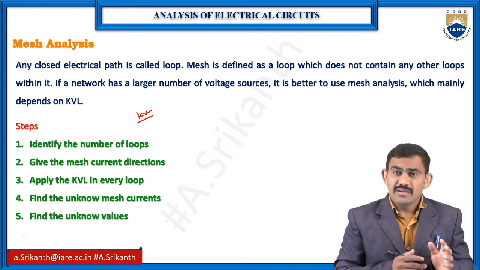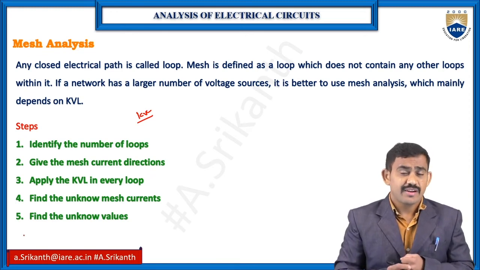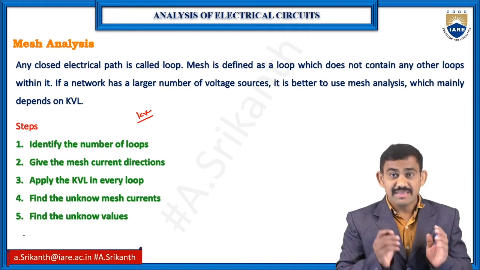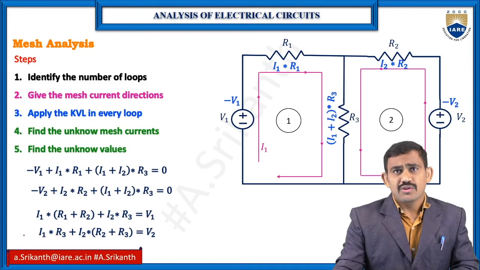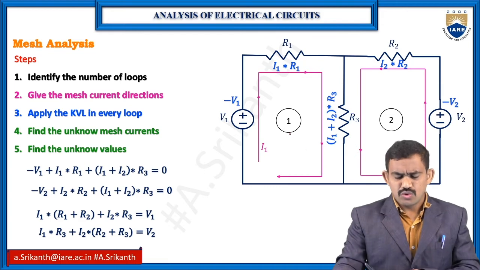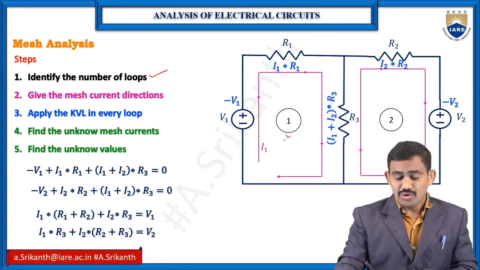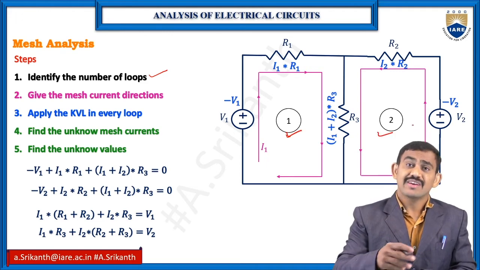So we have loop currents, branch currents. You can find out the branch currents and loop currents in this mesh analysis. We'll check it now. Here I have a small circuit using two loops. Two loops means the first step is to identify the number of loops: loop 1 and loop 2. Two loops, then give the current direction.